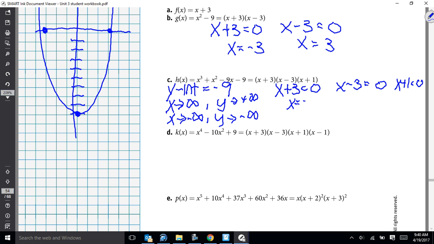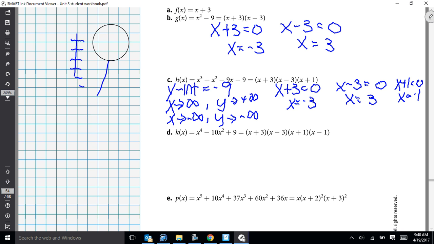So here we have x equals -3, x equals +3, and x equals -1. So if I graph this out, 1, 2, 3, 4, 5, 6, 7, 8, 9. So I have that, and then I have a 0 at -3, 1, 2, 3, -1, and +3.